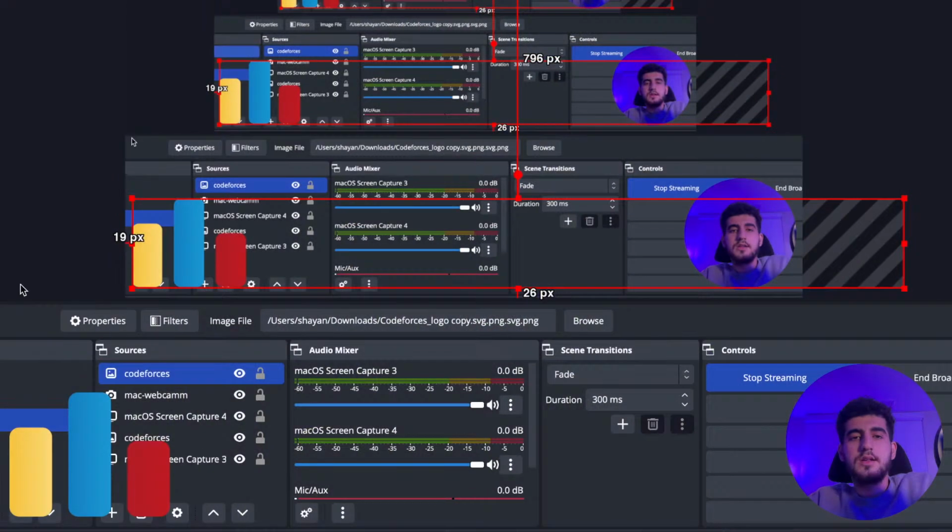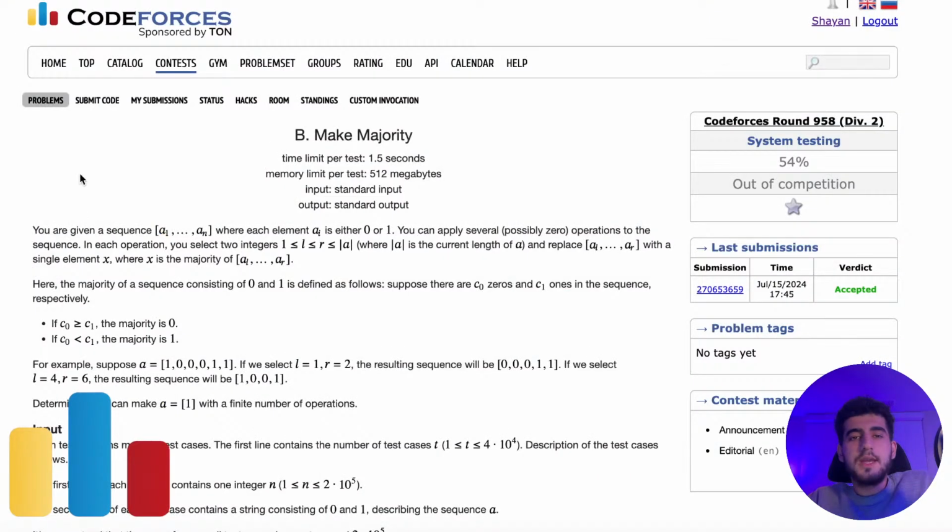Okay, so let's move on to problem B. Problem B, make majority. It says that you are given a sequence a1, a2 to an, and each element is either 0 or 1. You can apply several, possibly 0, operations to the sequence. In each operation, you select two integers l and r, and replace a of l to r with a single element x, where x is the majority of al to ar.